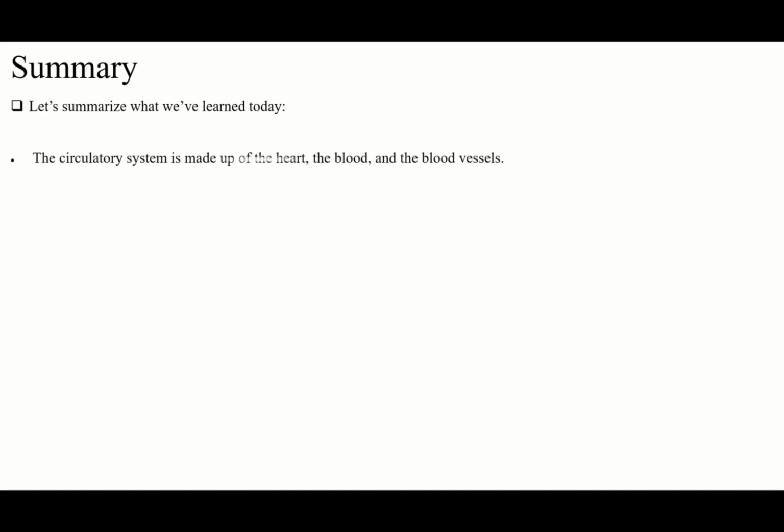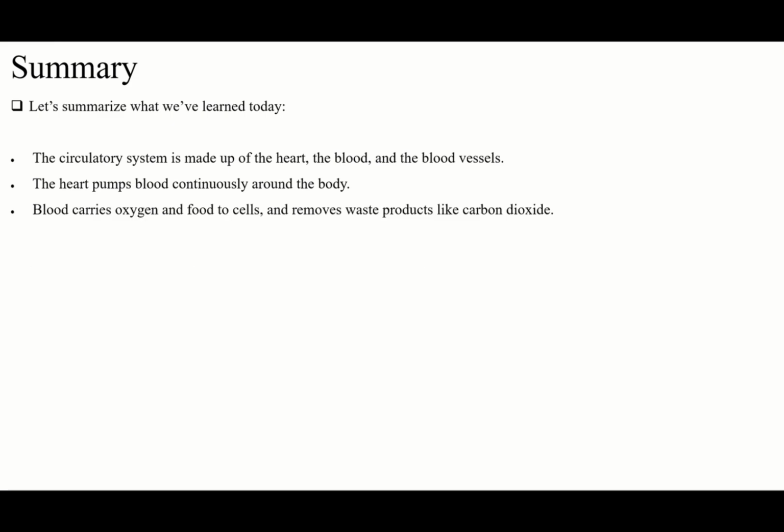Now I just want to summarize it. Let's give a conclusion, a recap, and summarize what we have learned today. The circulatory system is made up of the heart, the blood, and the blood vessels. Another point is that the heart pumps blood continuously around the body. We also learned that blood carries oxygen and food to the cells, and removes waste products like carbon dioxide.